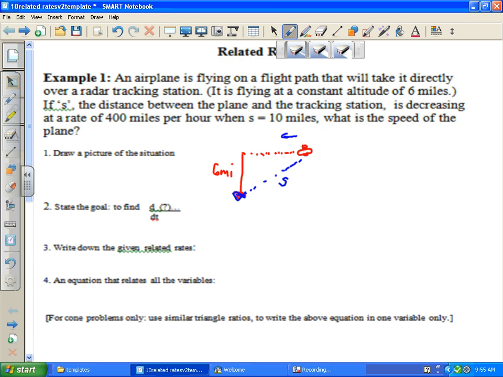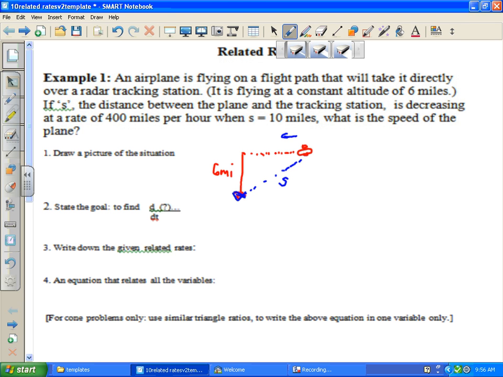So, we've done the first step, which is to draw a very rough picture of the situation so we can visualize what is happening here. Second step is state the goal, because many times I think students don't even know what they're looking for, and they're doing circular arguments. So let's put it nice and clear at the top of our page. What is it that we're trying to find for these questions?